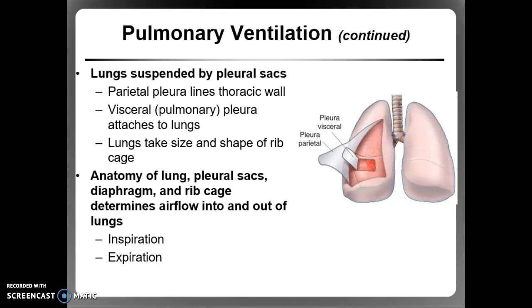And then just a little bit about the structure of the lungs. The lungs are suspended by pleural sacs. We have the parietal pleura that lines the thoracic wall, and then the visceral pleura, meaning pulmonary pleura, that attaches to the lungs. So then the lungs, as we breathe in and out, take the shape of the rib cage.